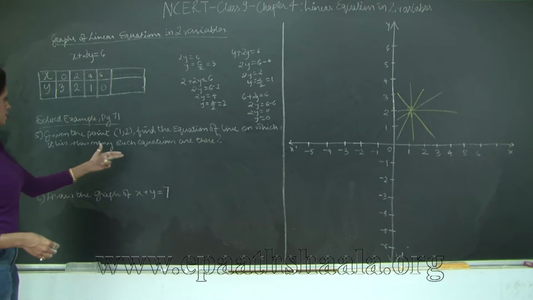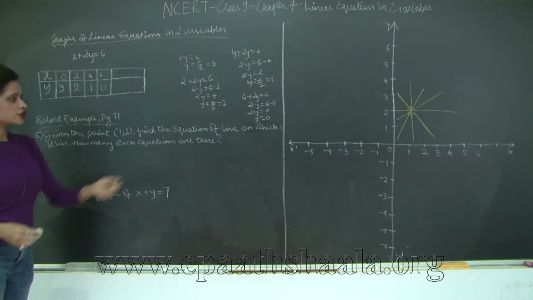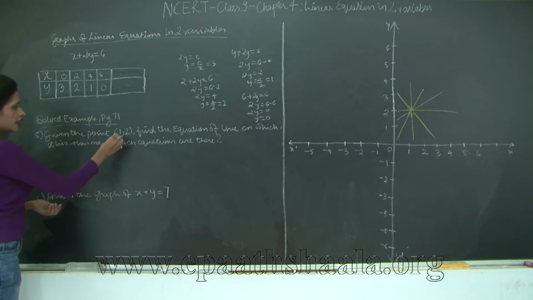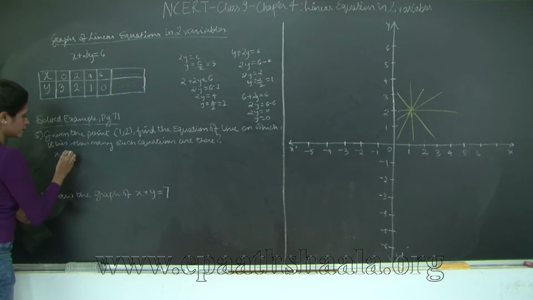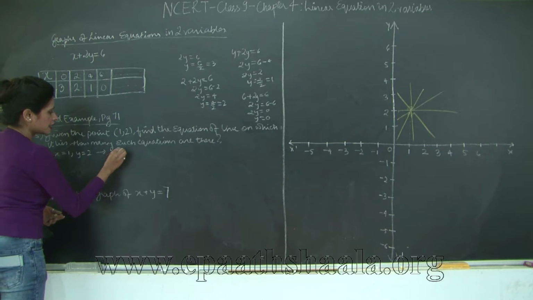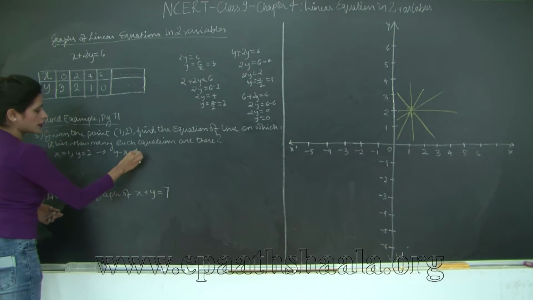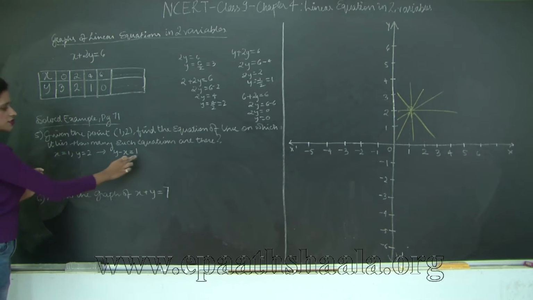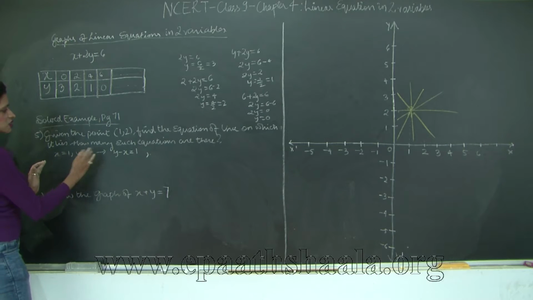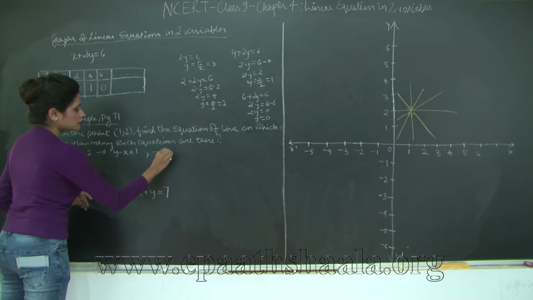So let's read our question. Given the point, find the equation of the line. So we can have many equations, right? For example, now this is my x and this is y. So x is 1 and y is equal to 2. So one of my equations can be y minus x is equal to 1. How? 2 minus 1 is going to give me 1. Another equation that I can have is x plus y is equal to 3.